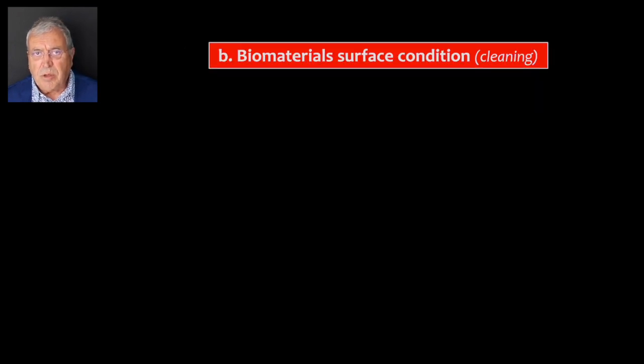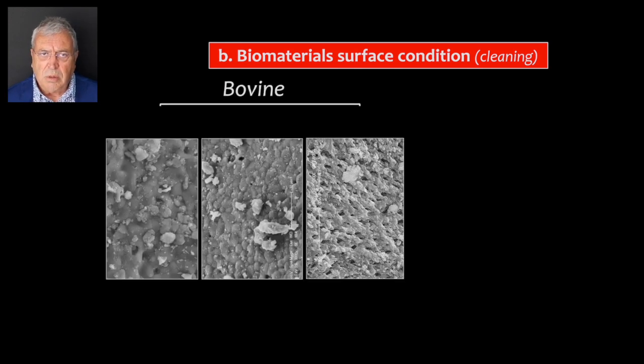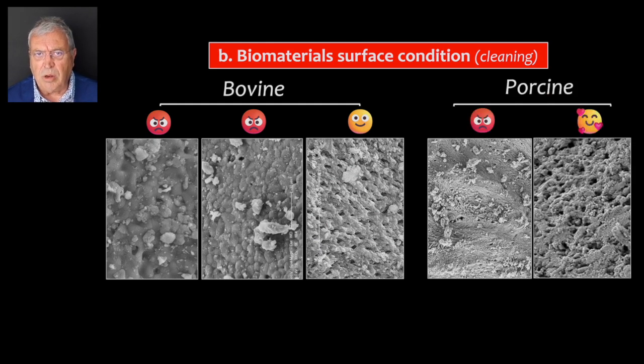We need to take care about the surface condition, meaning the cleaning. What we do with implants and titanium, we must do with biomaterials. This is the surface condition of 3 bovine, and we see that the cleaning is not very good. We have a lot of debris, and when we leave debris, we will induce inflammation in order to remove this debris. Even in porcine, we have some materials which are not very well cleaned.